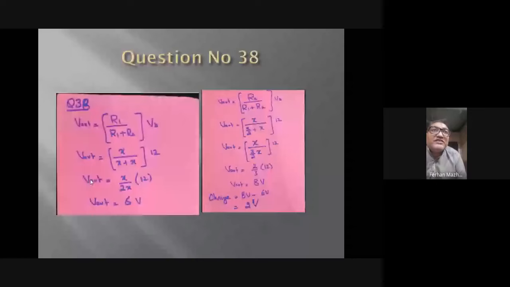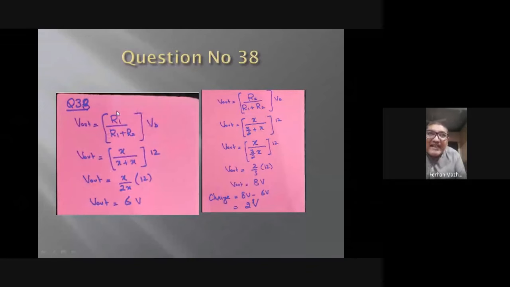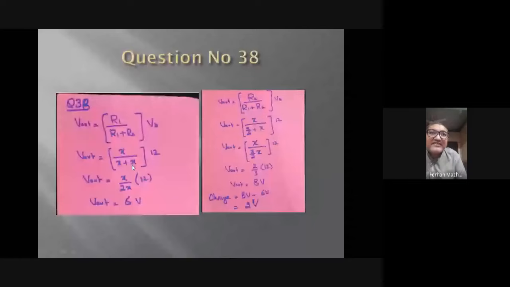First, V out from the R2 is a potential divider. Remember this equation: V out is equal to R... Oh, by mistake I wrote R1 here. It is R2 basically. This is R2 divided by R1 plus R2 into the VB. R2 is X, same. R2 and R1 both were equal to each other. So X plus X, so it will be X by 2X. So X and X cancelled. So 6 volt. The V out, when R1 and R2 both are equal to each other, will be 6 volts.